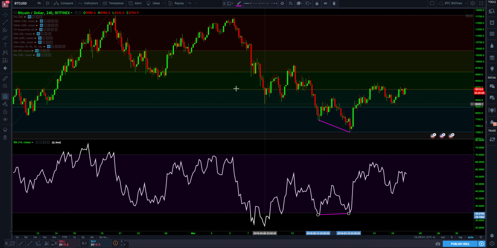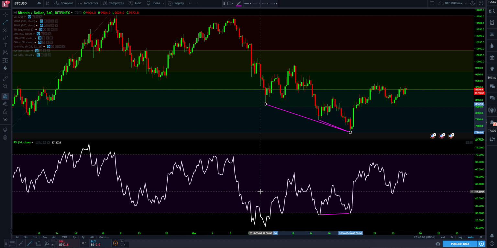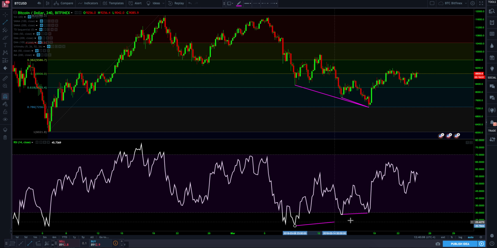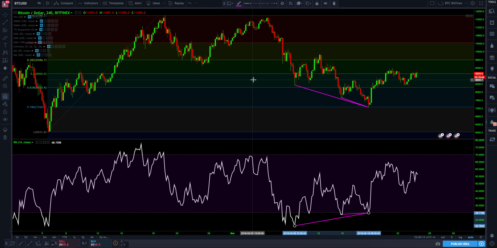So look at this. Here, oh, sorry, here, I guess the magnet tool doesn't like me. Here to here. Here to here. Look at this divergence. So this right here is bullish divergence telling me this market is stronger in an indicator than price action is willing to give us.